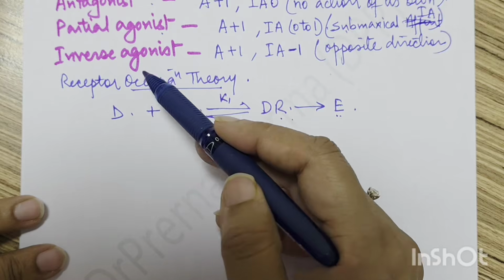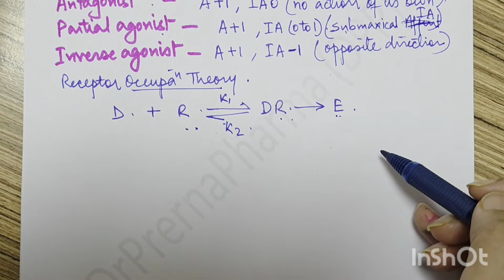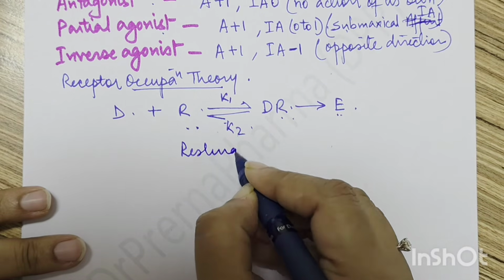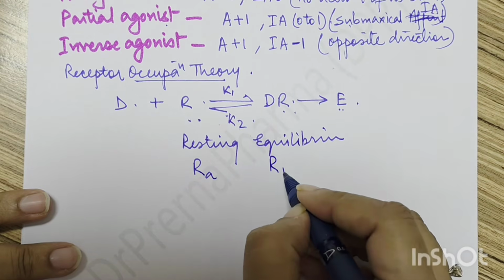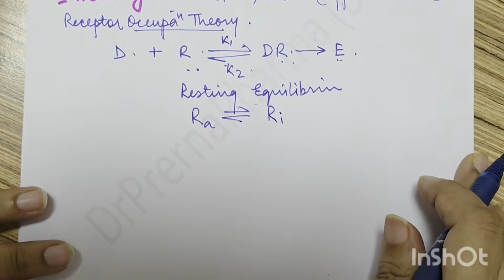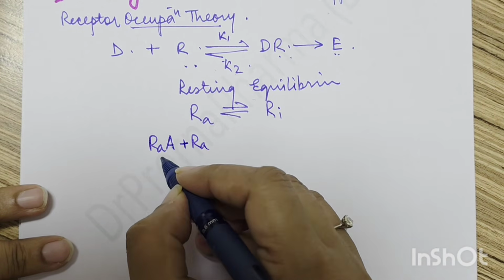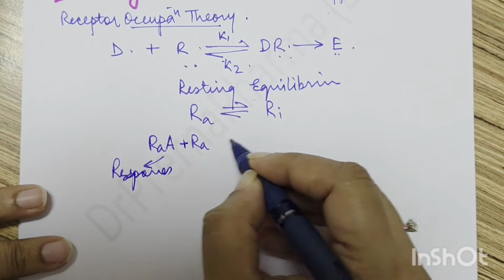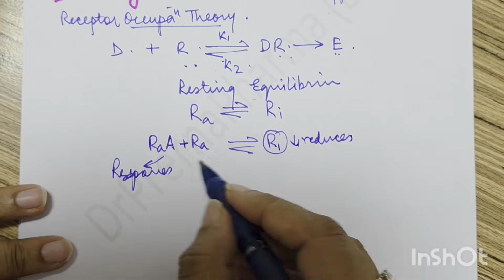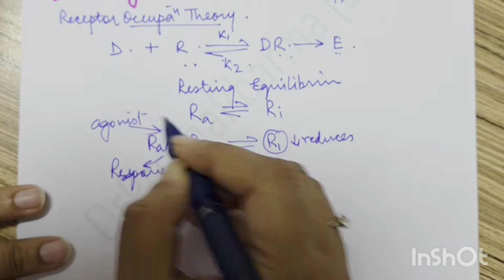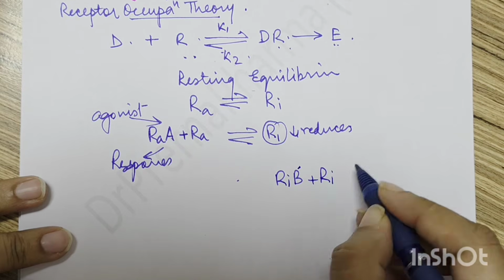Now I have told you how agonist, antagonist, partial agonist and inverse agonist work, right? Now if we take this same theory, it is said that in resting equilibrium the receptor is in two forms, active and inactive, and these two forms remain in equilibrium with each other. Now when the agonist comes, the active receptor becomes more active and brings the response, right? And the inactive receptor, RI, is reduced. This is when the agonist comes. In the same place, if an antagonist comes, then it becomes slightly active.